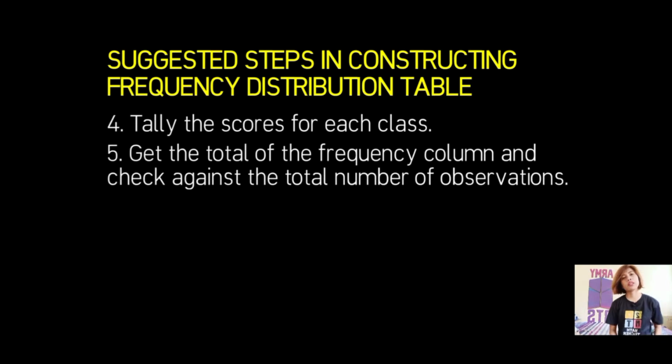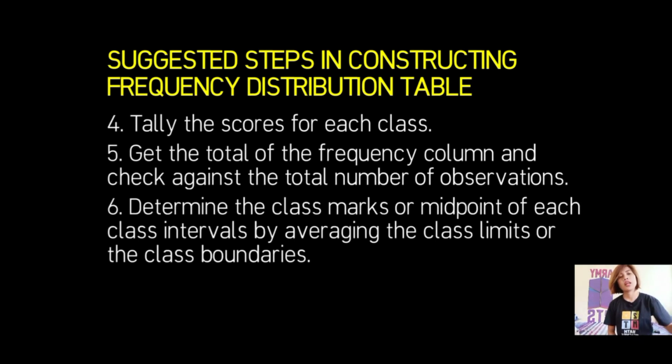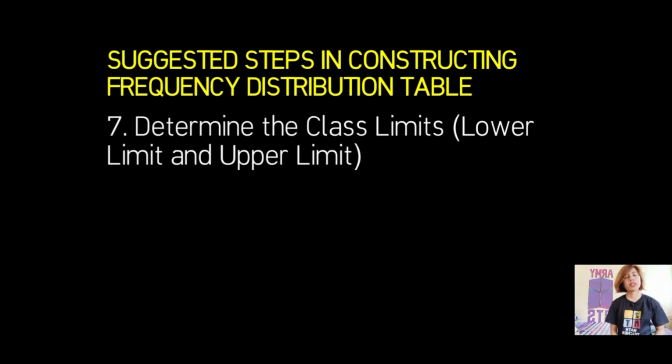And then, pang-lima is, get the total of the frequency column. So, i-check natin kung parehas ba yung total ng frequency sa number of observations or sa number of data. And then, pang-anim is, determine the class marks or midpoint. Paano makukuha yun? So, per class interval, hanapin lang natin yung nasa gitna or yung middle score. And then, pang-7 is determine natin yung class limits. So, whether it is lower limit or upper limit, ilalagay po natin yan sa frequency distribution table.